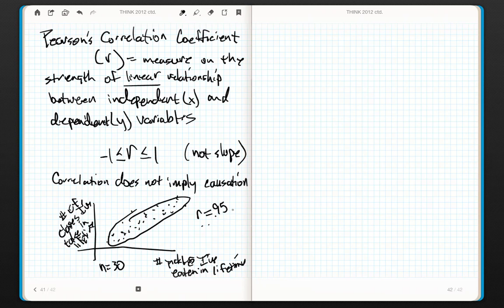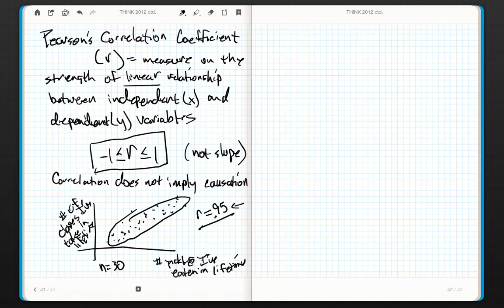Again, remember, the correlation coefficient is not the slope of the line. Clearly, the slope of this line is not about 0.95. It could be really, really steep positively and still only have an R of 0.95. The biggest that the correlation coefficient can be is 1, and the most negative it can be is -1. Now, this right here is a very strong correlation coefficient.